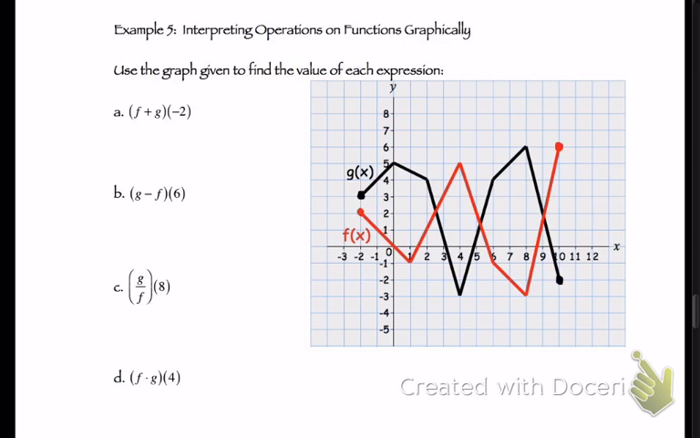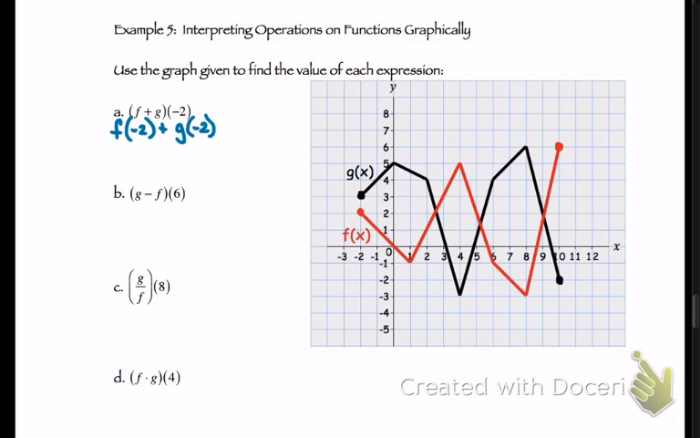All right, so then example 5, I think this is a good place to leave off today. Evaluate each expression given a picture. This is very, very, very simple. Think about what letter A says. F plus G at -2. Well, think about the definition. I know I can take f at -2 plus g at -2.